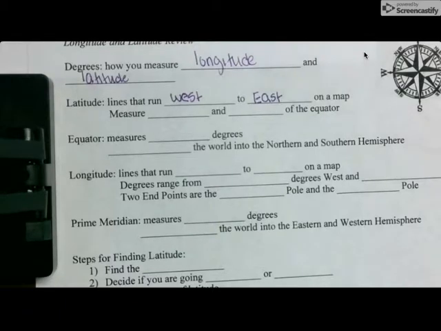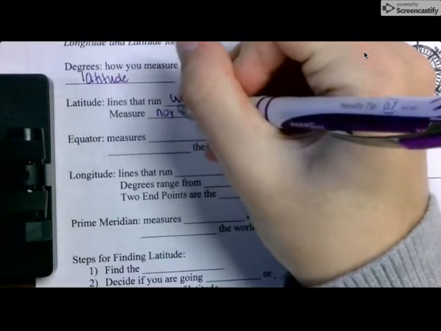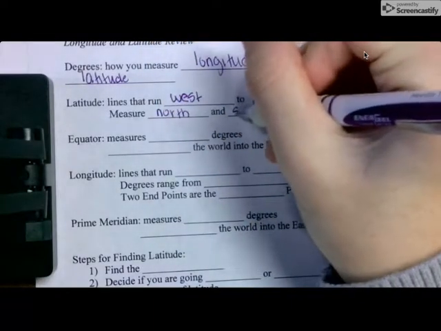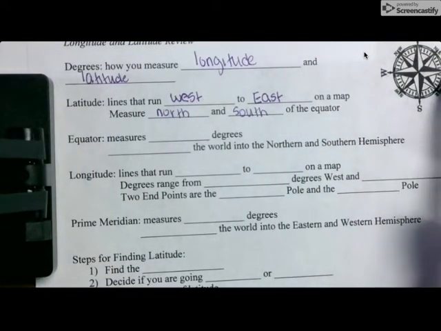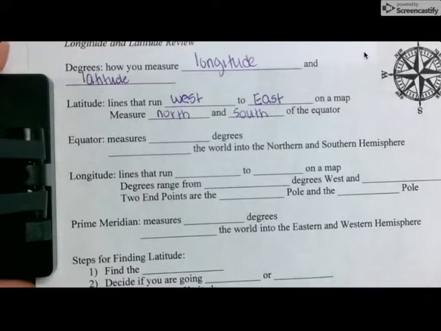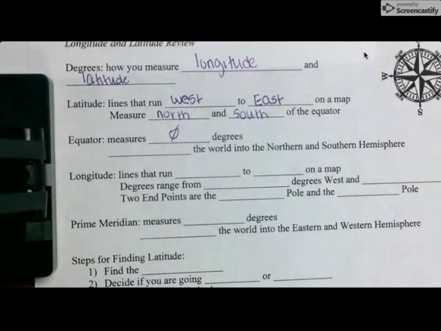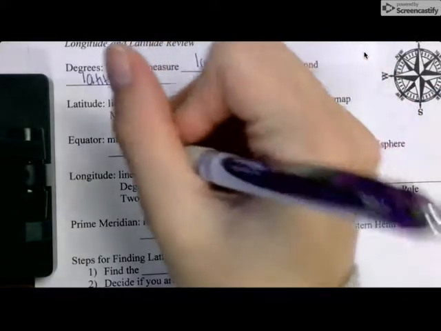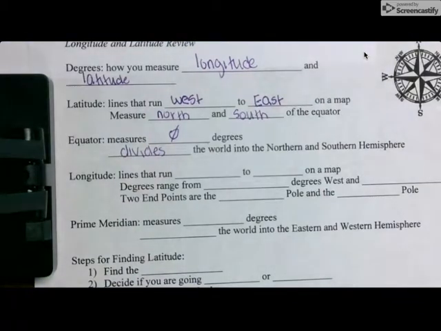They measure north and south of the equator. I've put a compass rose on here, that way you would have that as well. The equator measures 0 degrees, and it basically just divides the world into two hemispheres, north and south.